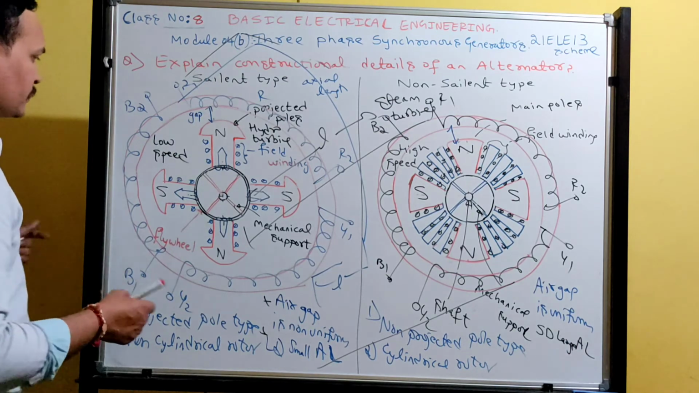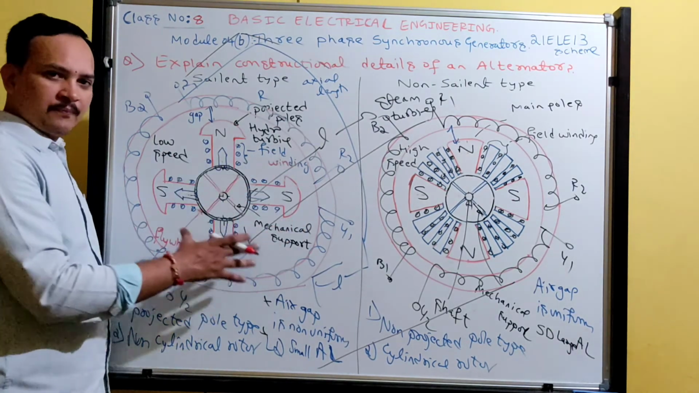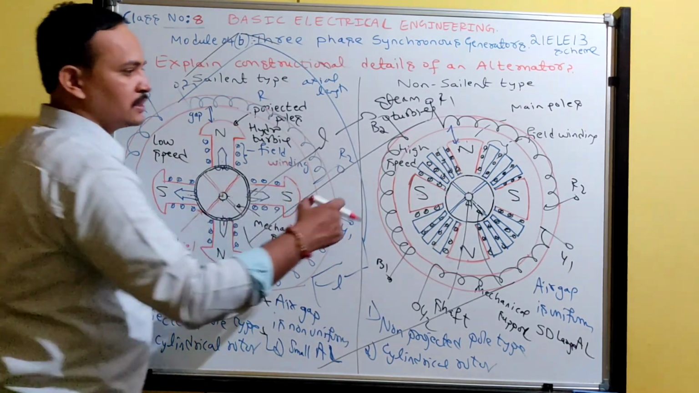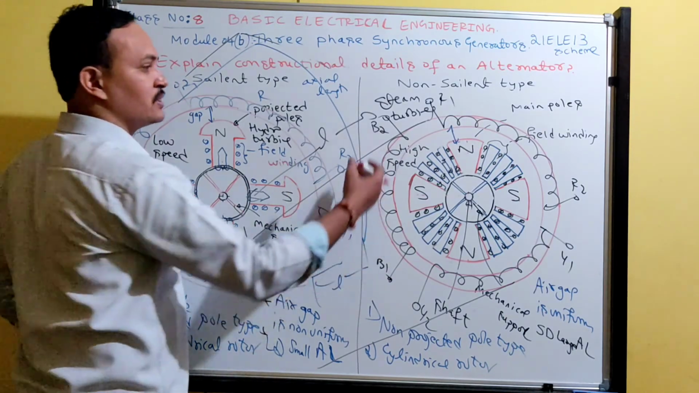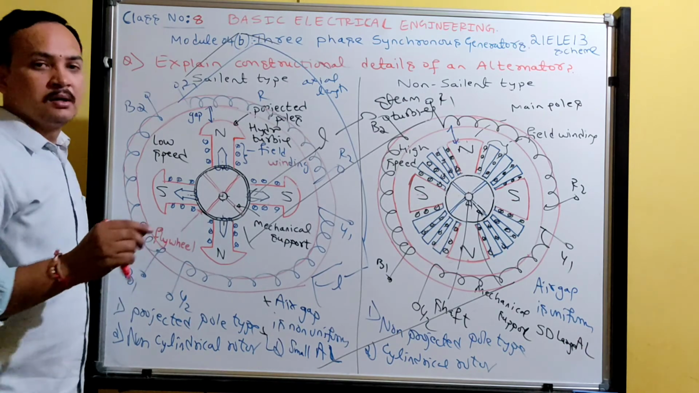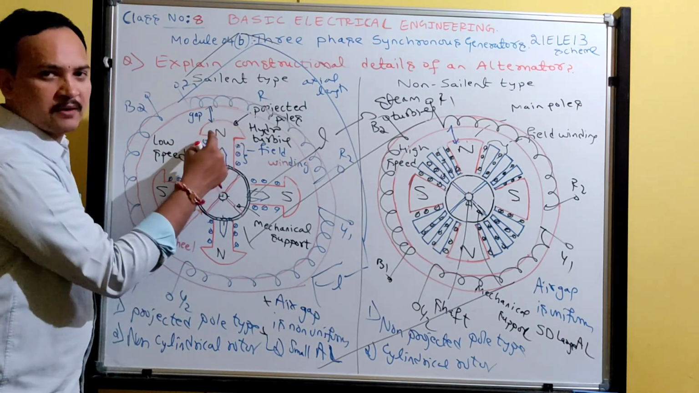So next, coming to efficiency and all. Efficiency of this alternator is less. This alternator's efficiency is good. Losses are very less, efficiency is very good in this alternator. Here very less. And see, due to air gap, here less rate of change of flux.